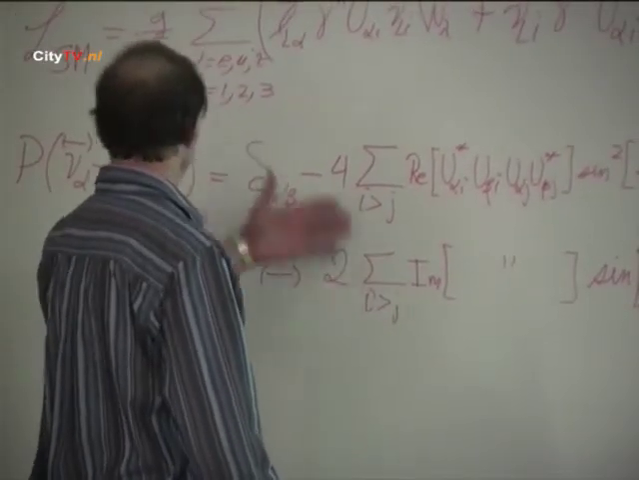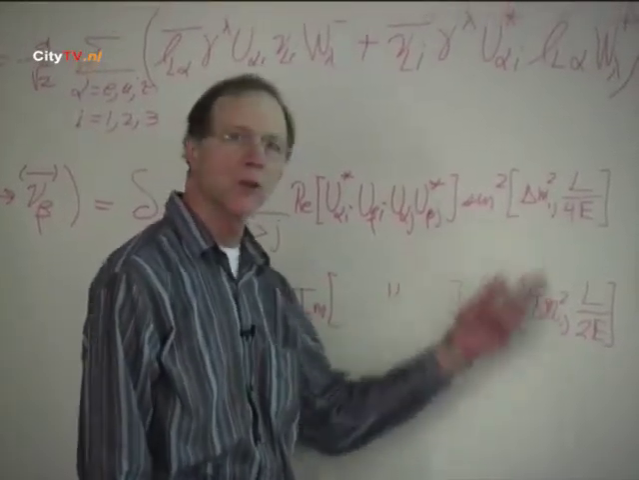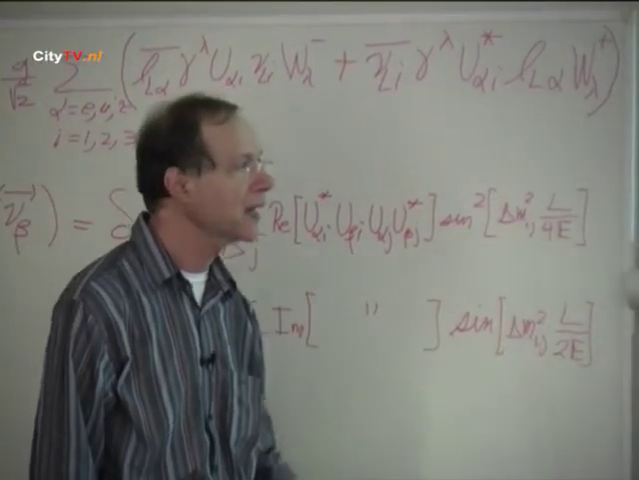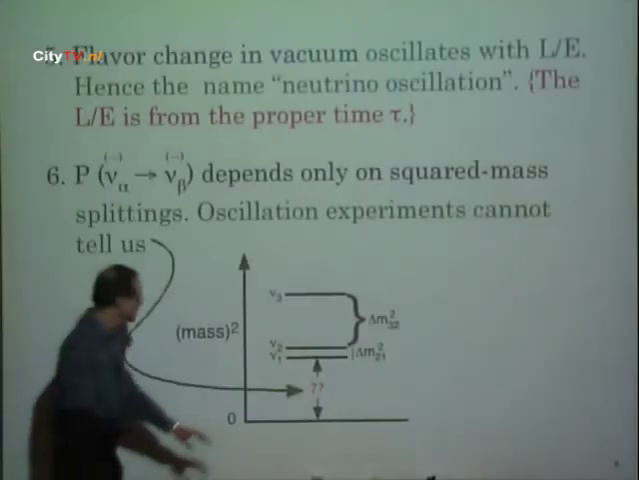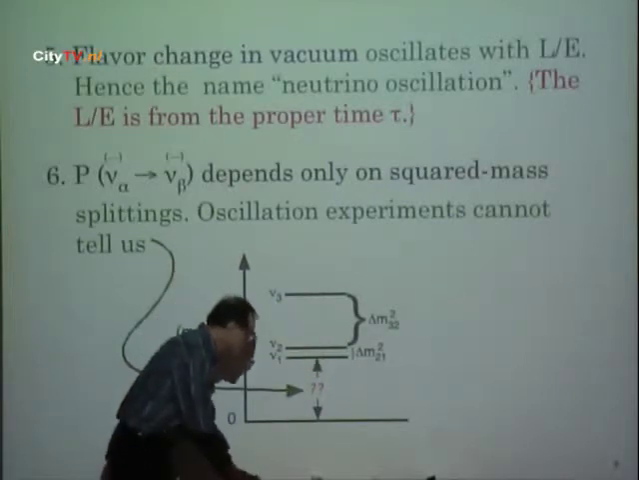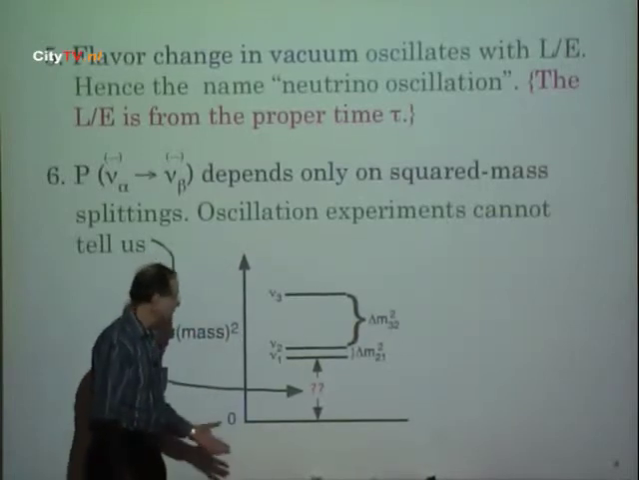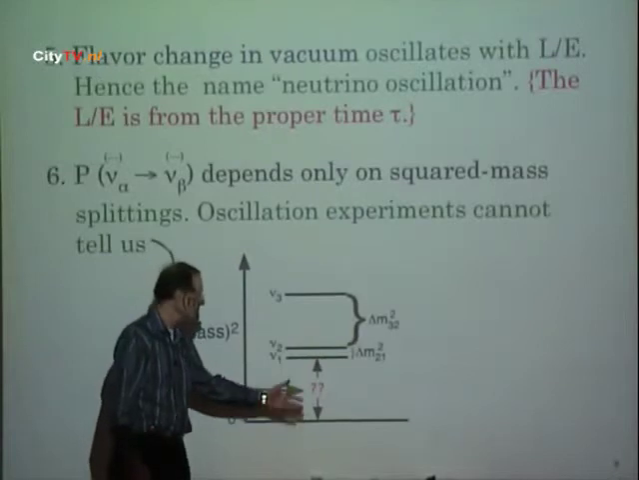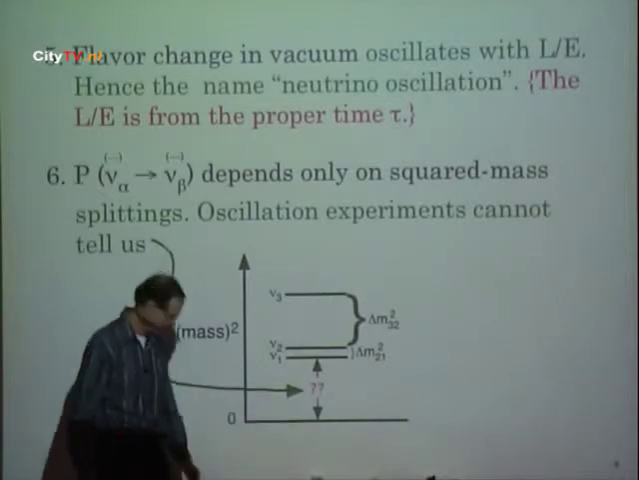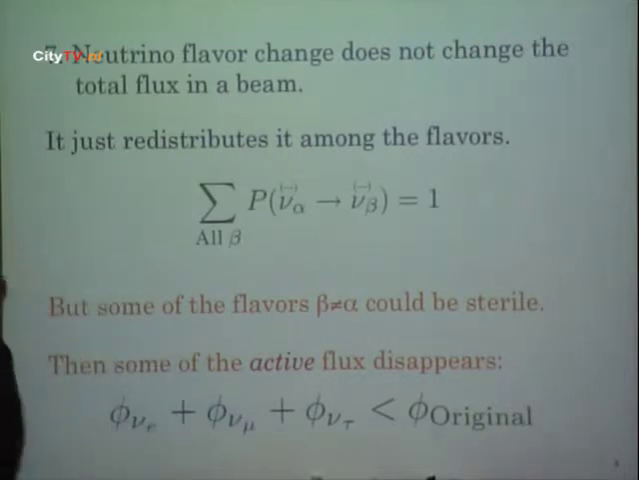Next point. You see that the way that oscillation probability depends on neutrino masses is by depending on the mass squared splittings, not the individual masses, not the absolute mass scale. So oscillation experiments can tell you what these splittings are between different members of the spectrum, but not how far above zero the whole spectrum is. Now, if you're a theorist like me and you want to build a theory of neutrino mass, it would help to know how big that mass is. Oscillation experiments cannot tell you.